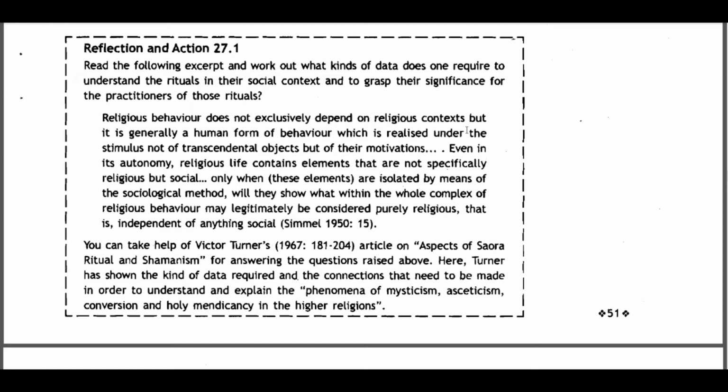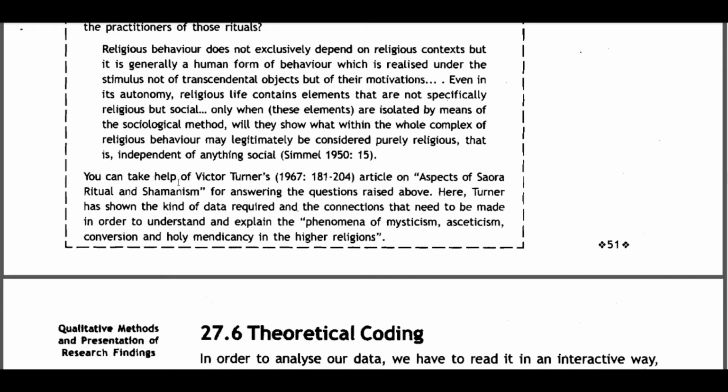Religious behavior does not exclusively depend on religious context, but it is generally a human form of behavior which is realized under the stimulus not of transcendental objects but of their motivations. Even in its autonomy, religious life contains elements that are not specifically religious but social. Only when these elements are isolated by means of the sociological method will they show what within the old complex of religious behavior may legitimately be considered purely religious, that is, independent of anything social. You can take help of Victor Thomas's article on the aspects of Sora ritual and shamanism. For answering the questions raised above, here Rana has shown the kind of data required and the connections that need to be made in order to understand and explain the phenomena of mysticism, asceticism, conversion, and holy mendicancy in the higher religions.